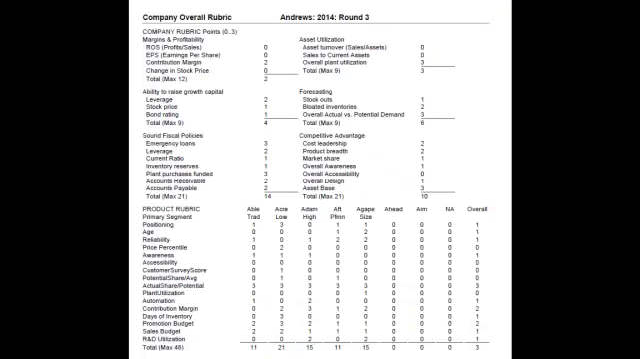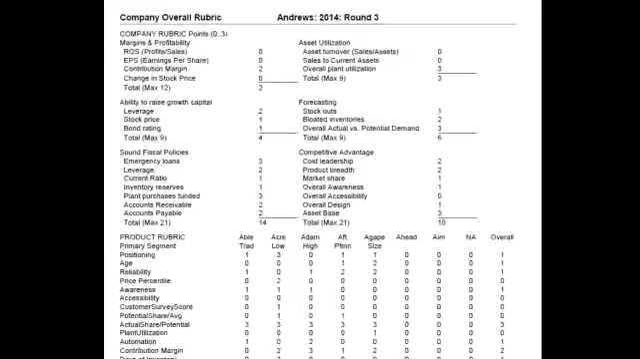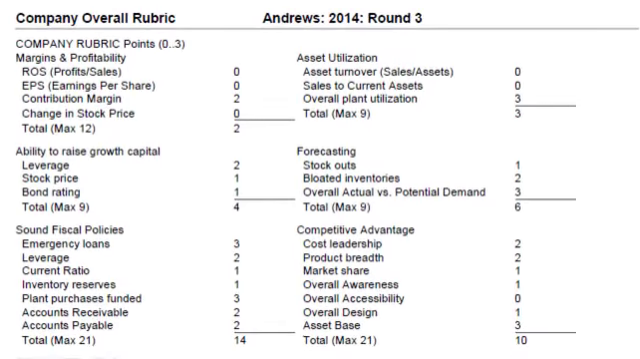Now, we know Andrews is not well managed. The rubric will quickly show us the core issues. Let's start with the company rubric. The product rubric displays below. We'll look at that in a moment.